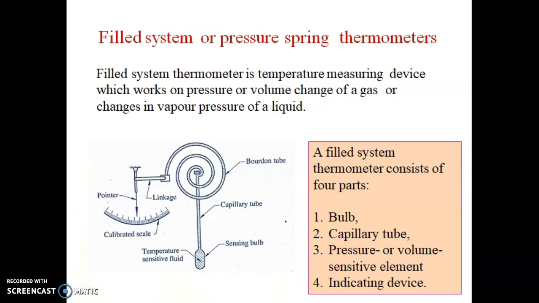Finally, we have the filled system or pressure thermometers. In this device, it works on pressure or volume change of a gas or change in vapor pressure of a liquid. A filled system thermometer consists of four parts. That is, one is a bulb which contains the liquid or gas, then a capillary tube, a pressure volume sensitive element, and in this example it's a Bourdon tube, and an indicating device. Here it's a pointer and calibrated scale.